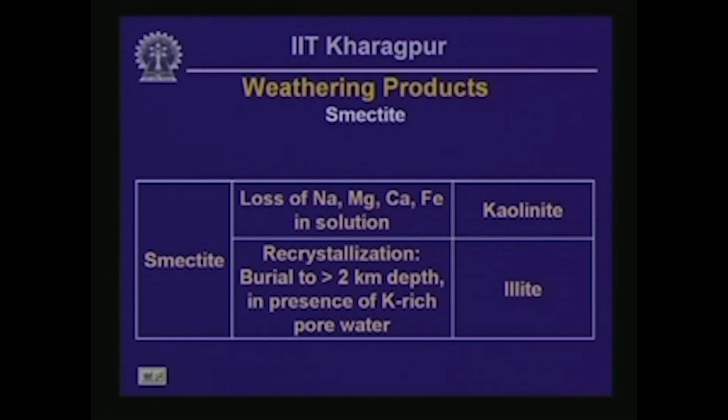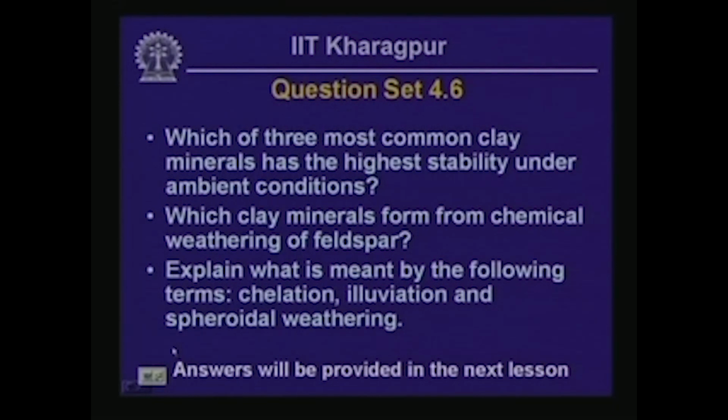What is important to note here is that all three clay minerals are relatively stable in comparison to many of the rock forming minerals that we considered earlier under ambient temperature and pressure conditions. But the relative stability of these three minerals, which are most abundant in clay layers, is different. Smectite minerals are the most unstable in comparison with the other two clay minerals, whereas kaolinite mineral is the most stable.